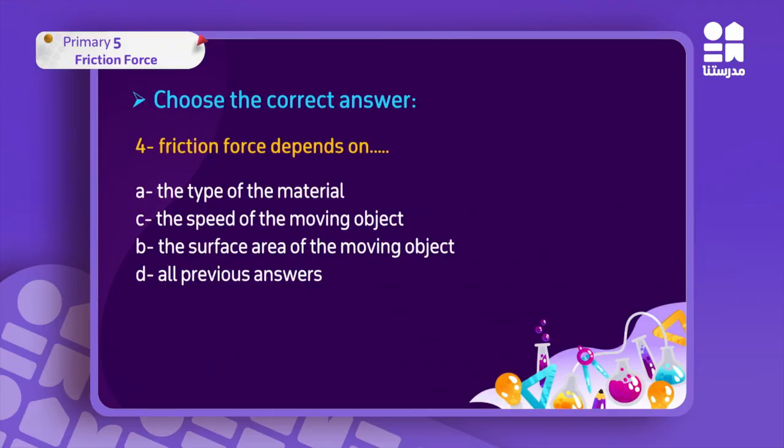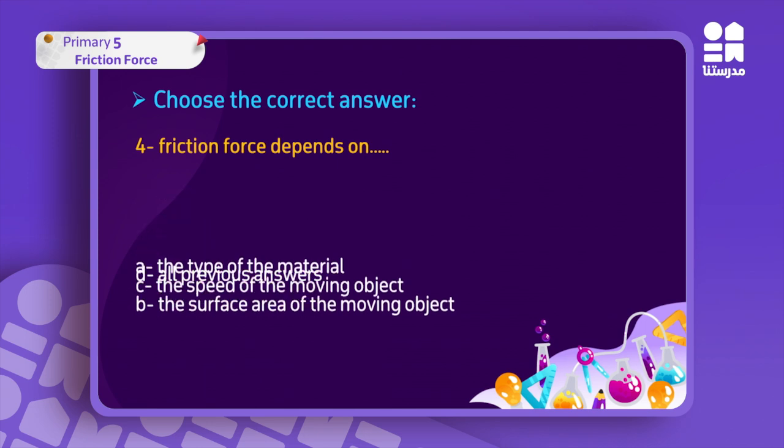Fourth question: friction force depends on the type of the material, the speed of the moving object, the surface area of the moving object, or D, all previous answers. Yeah, it depends on all of them, so we choose the last choice, D, all previous answers.